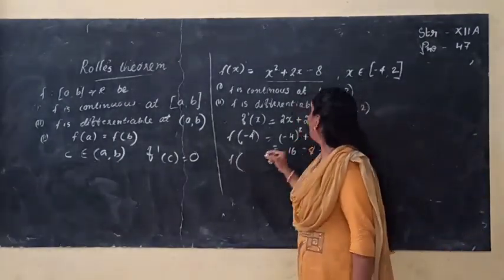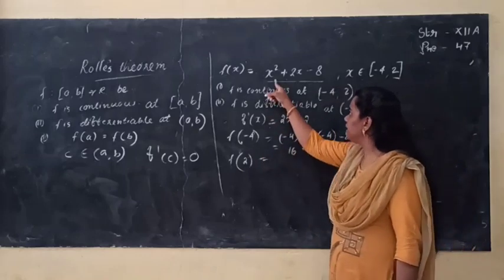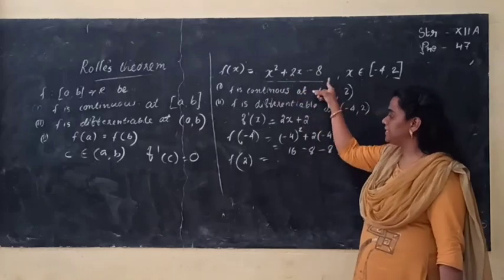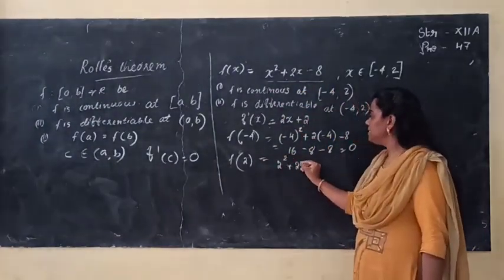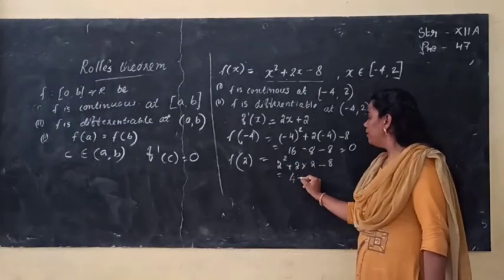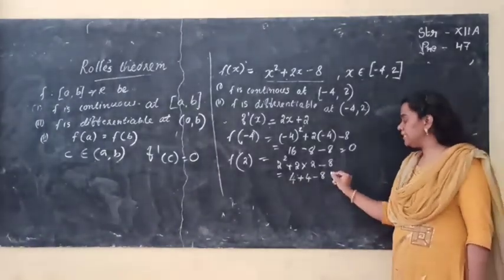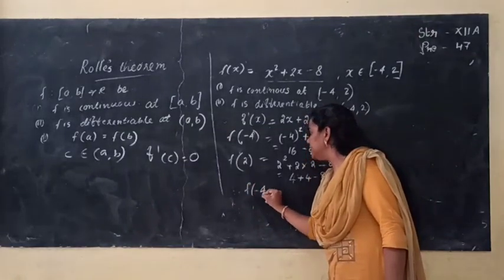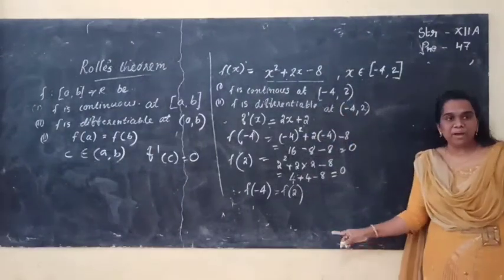And what is f of 2? f of x is x square plus 2x minus 8. For f of 2, replace x by 2. 2 square plus 2 into 2 minus 8. 2 square is 4, plus 4, minus 8. 4 plus 4 is 8, and 8 minus 8 is 0. Now we understood that f of minus 4 is equal to f of 2. All the conditions of Rolle's theorem are verified.